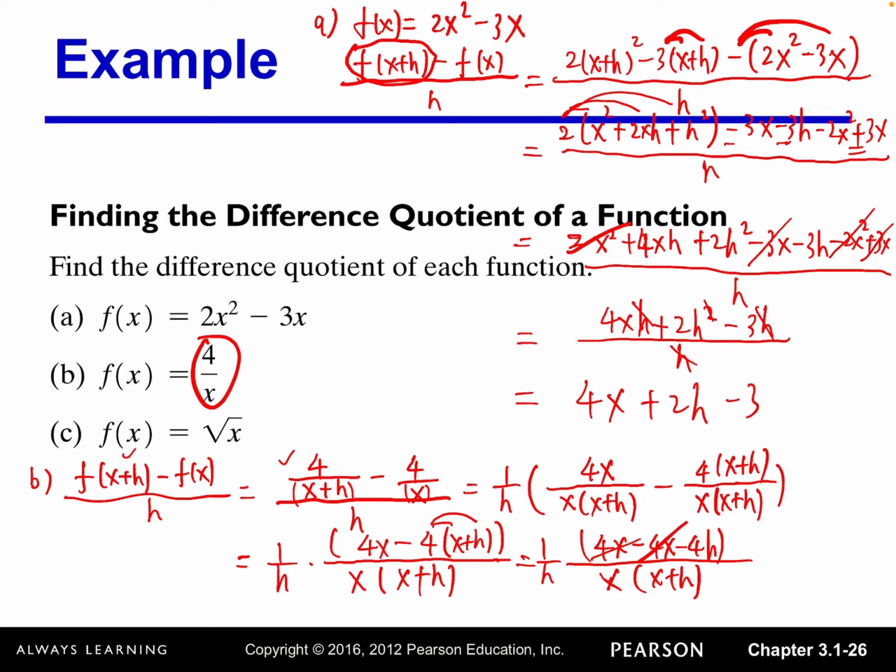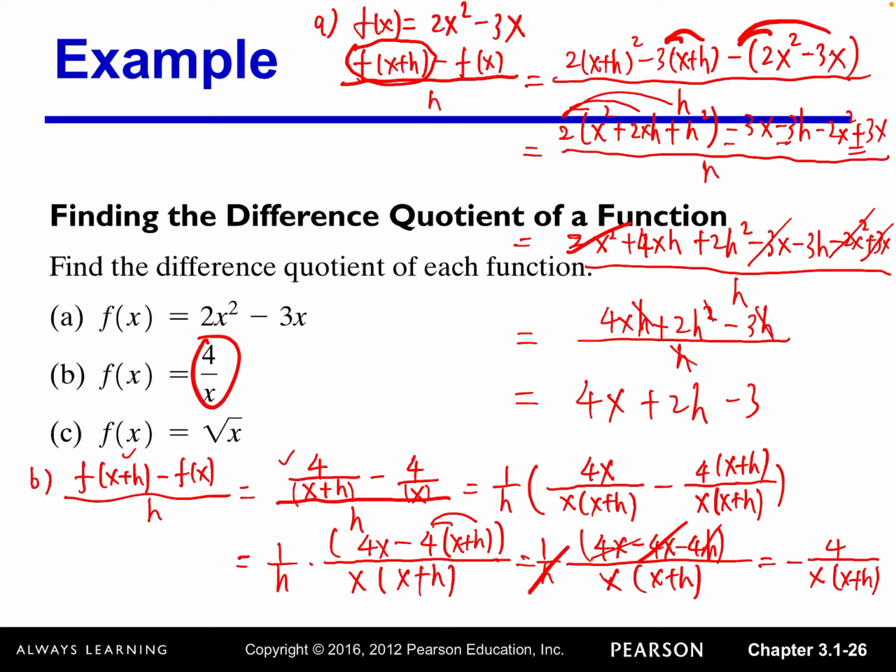So now you can see 4x minus 4x cancel out. So numerator will have negative 4h, right? Numerator h, denominator h, we can cancel out. So numerator only have negative 4. Denominator will have x times x plus h. So negative sign, you put on the numerator or denominator or in the middle, doesn't matter. But as the final result, normally we put a negative sign in the middle. All right, that's the B.